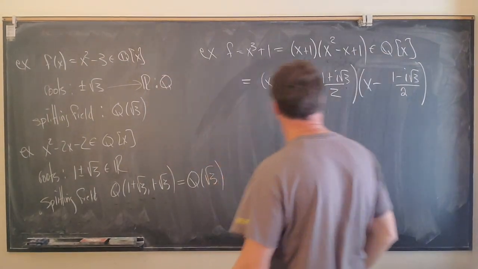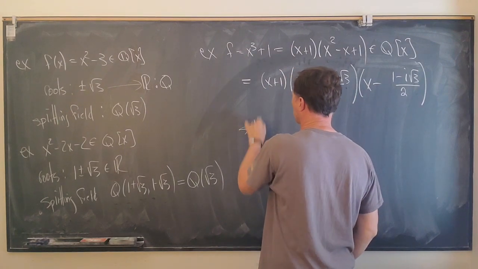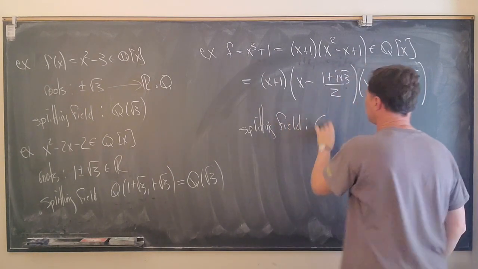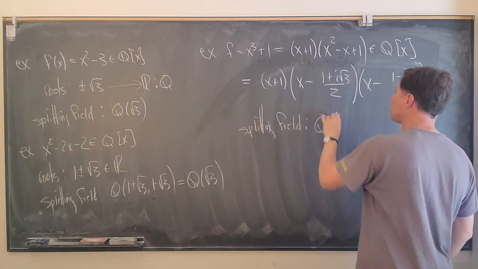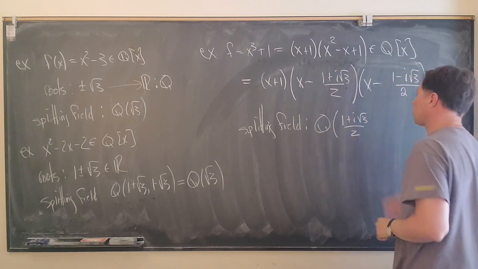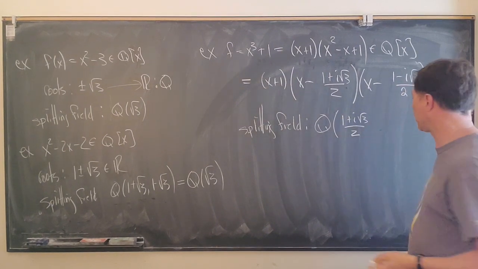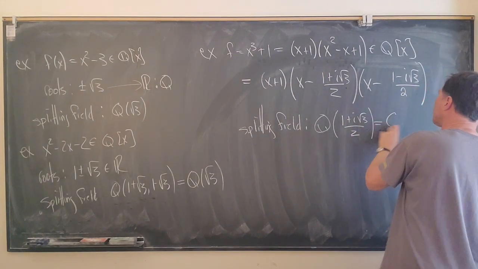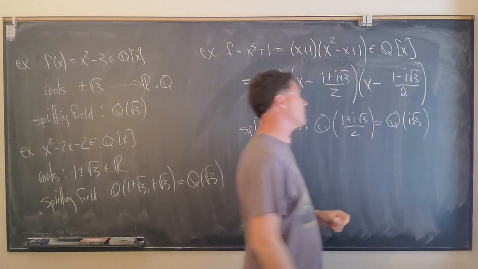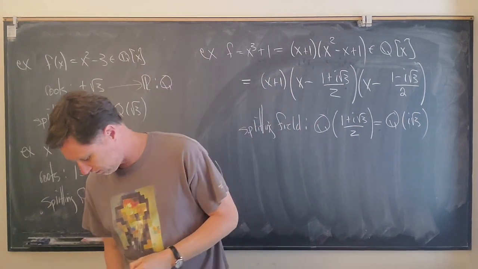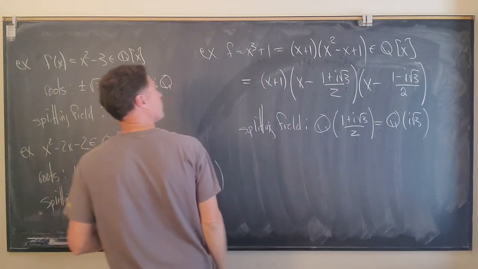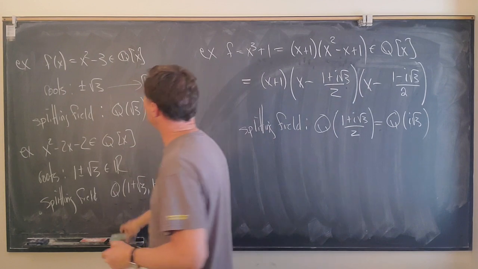And so the splitting field would be Q, let me write it out sort of inefficiently first, Q adjoin (1 plus i root 3) over 2. Of course, you could even put the minus 1 there, but that's obviously redundant. And then hopefully it's clear that all we really need to adjoin is the i root 3 part. Okay, so here are some examples of polynomials where we view them as rational polynomials.